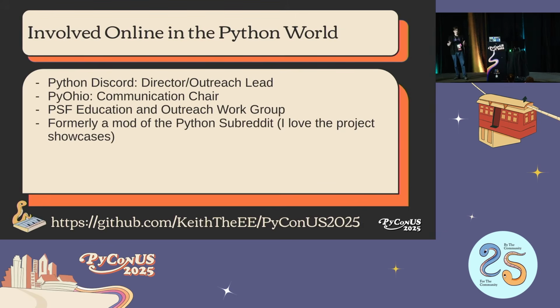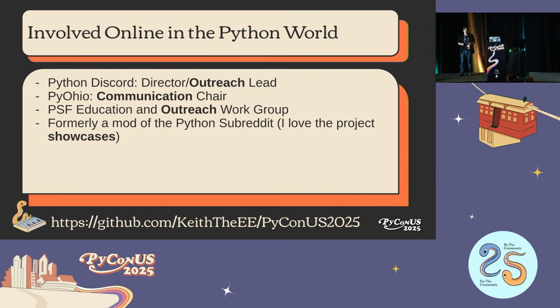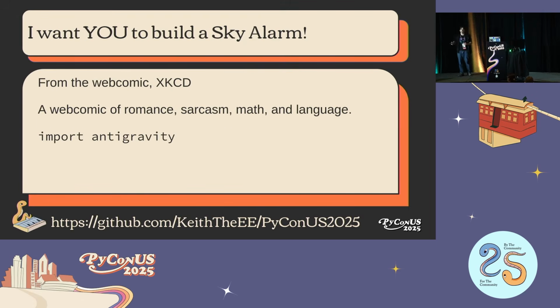I'm involved in the Python community in various ways, and one of the common themes in those involvements is outreach and connections, because I like seeing the things people make. Which brings me to the point of the talk. You can and should build a sky alarm from the webcomic XKCD. Now, XKCD is a webcomic of romance, sarcasm, math, and language.